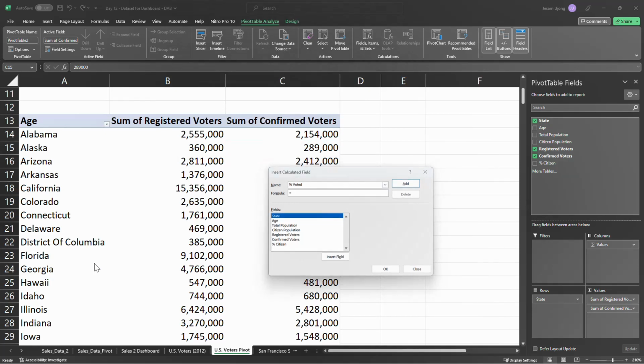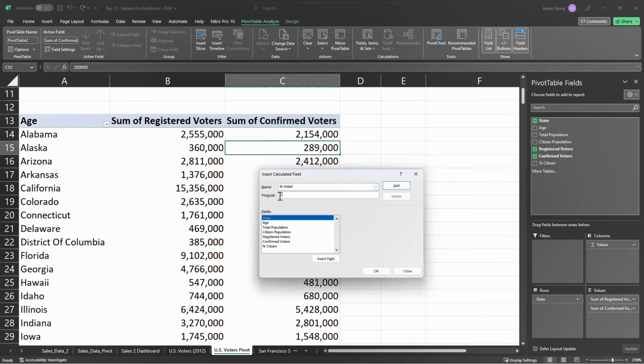But if you just follow the steps, you'd get it. If you go to your pivot analyze and you go to fields, items and sets, but perhaps you should just watch first. So you see two fields here: name and formula. For the formula, you start with an equal to, just like you're putting your formula in Excel.